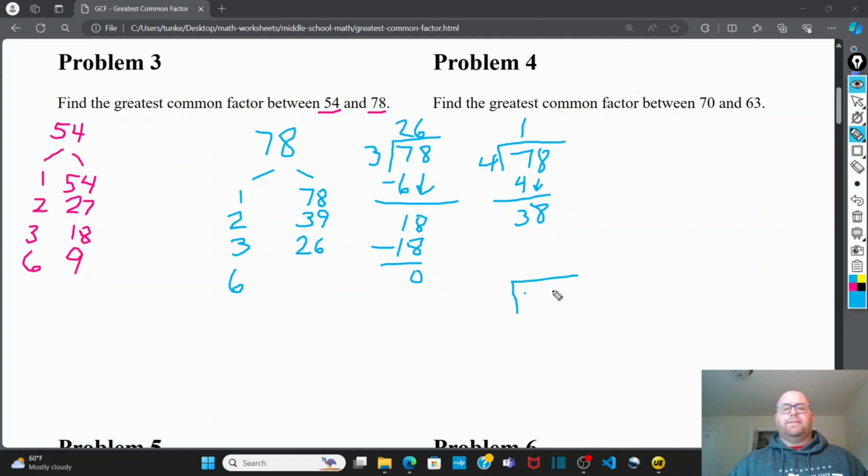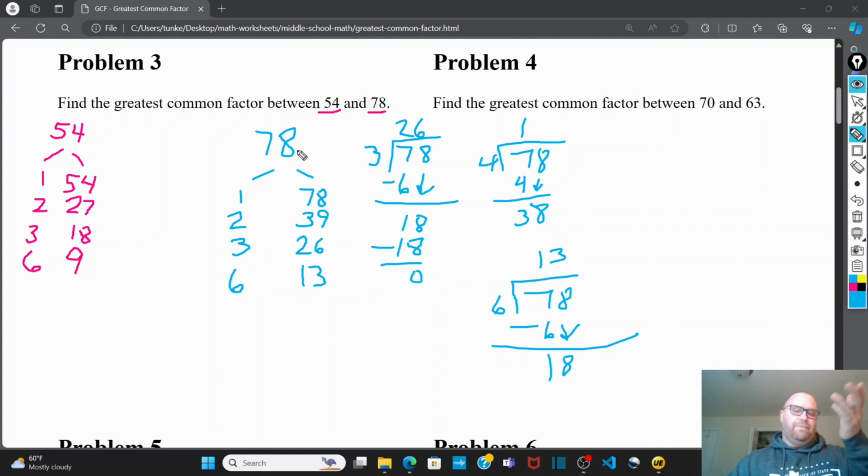Let's see. 78 divided by 6. 6 goes into 7 once. 7 minus 6 is 1. Bring down the 8. So 6 times 3 will give me exactly 18. So we have 13. Okay. Is it divisible by 7? So we double this, 16. 7 minus 16 is 9, or negative 9. So that's not divisible by 7.